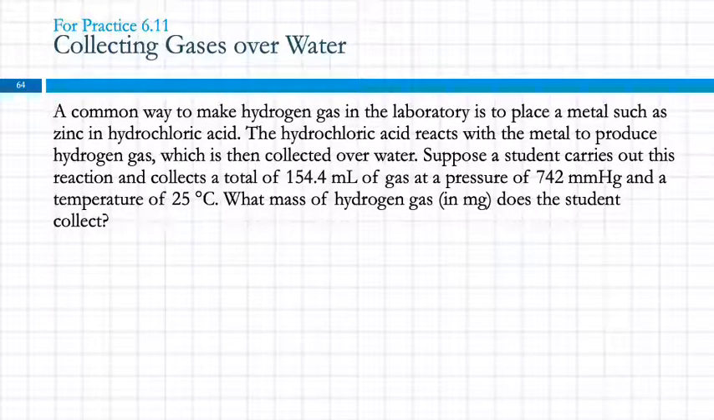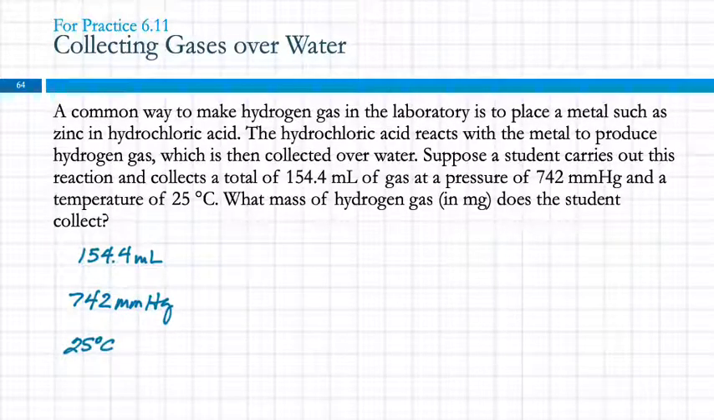So I read all the words, and I'm going to pull out the numbers. I've got 154.4 milliliters, and I've got 742 millimeters of mercury and 25 degrees Celsius. Well, 25 degrees is the temperature, and 154.4 is the volume, and this pressure is the total pressure.